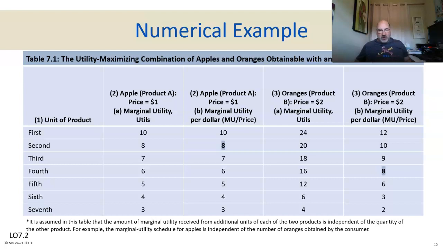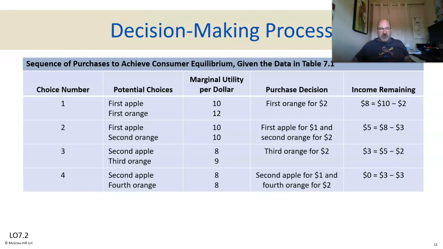So that is your one, and that's why it's highlighted. But if we continue looking at 6 and 6, that's $4 for apples and $10 for oranges. That is more than you have in your budget. So therefore that is out. And therefore we know that 8 and 8 is where it is. So if you were doing it on your own, that's how you get there. So this is how they get there. The first apple, first orange, 10 and 12. First apple, second orange, 10, 10. Second apple, third orange, 8, 9. The second apple, fourth orange is 8 and 8. And now you are out of money. So there you go.